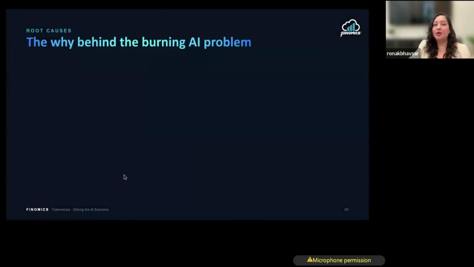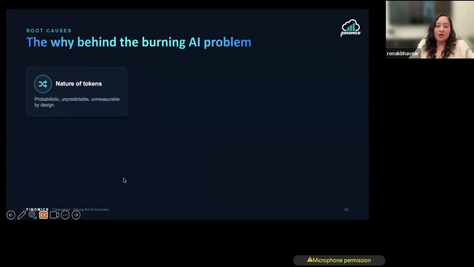So, the why behind the burning problem. I spoke about some of these issues, and I will quickly cover why it actually became this big of a problem. It is because of the nature of the tokens, right? It's a probabilistic nature, right? It's unpredictable and it's unmeasurable.